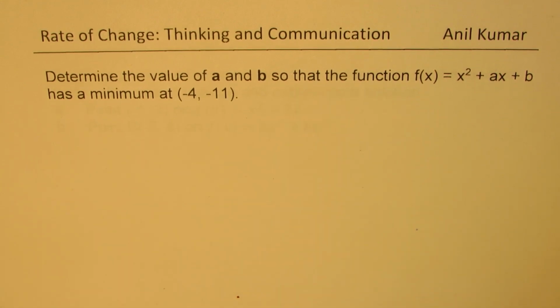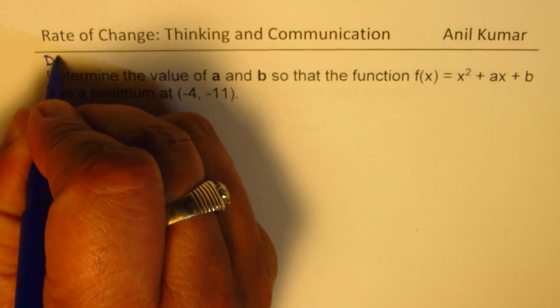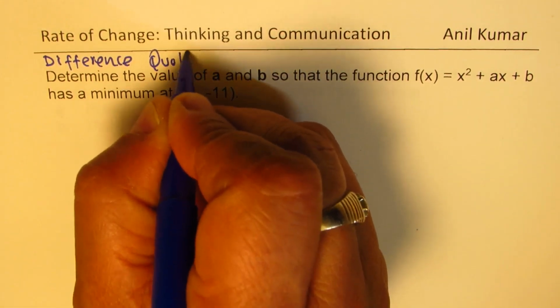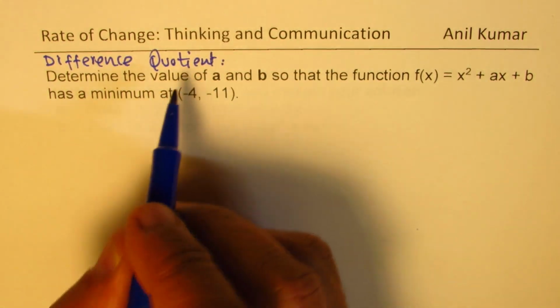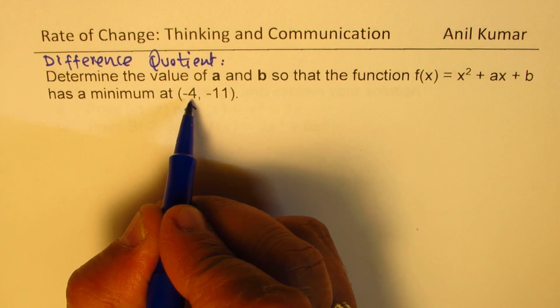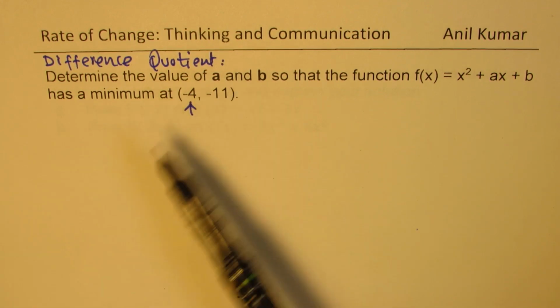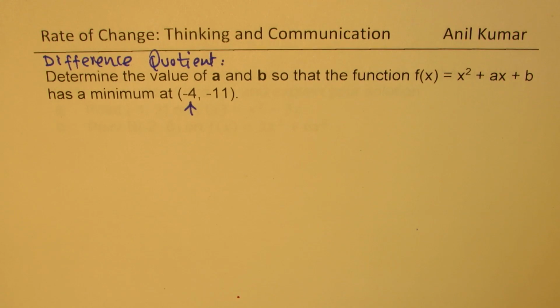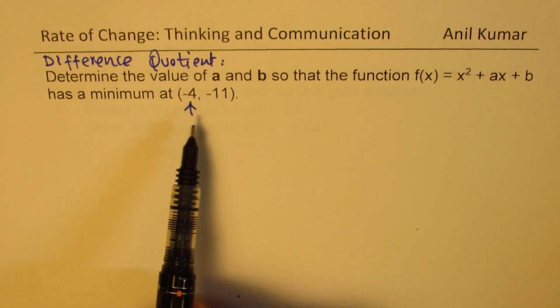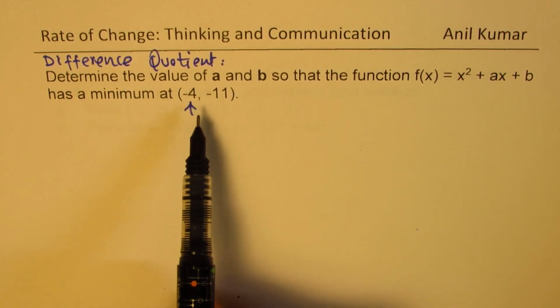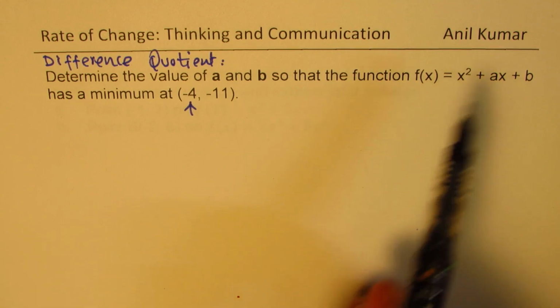You can actually solve this question using two different methods. You could use the difference quotient method. In this case, you are given that the minimum is at minus 4, so you can also use this point to solve the question. It could be done either way. My recommendation is to do the difference quotient method and then we'll substitute minus 4 and find the answer.